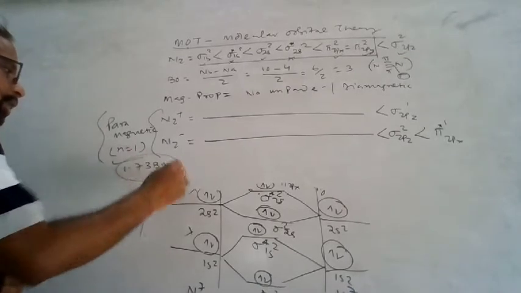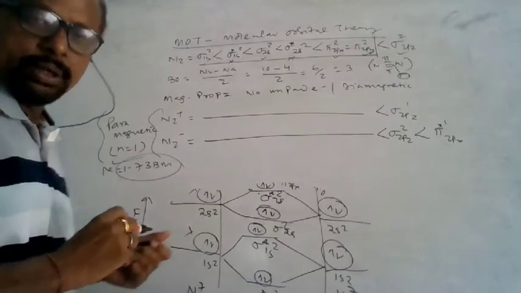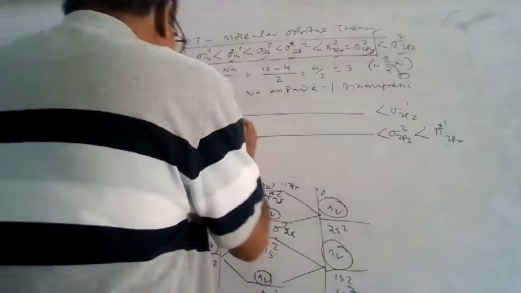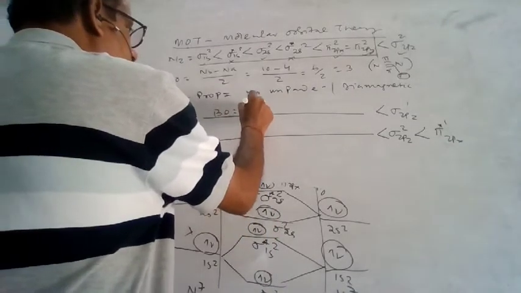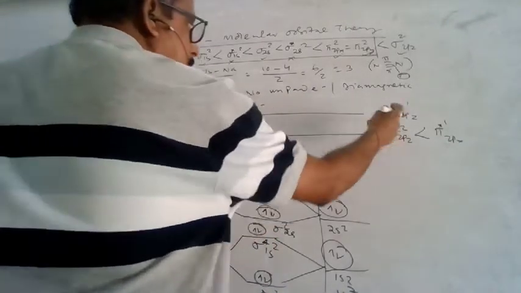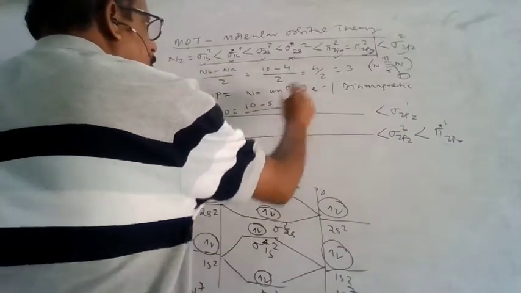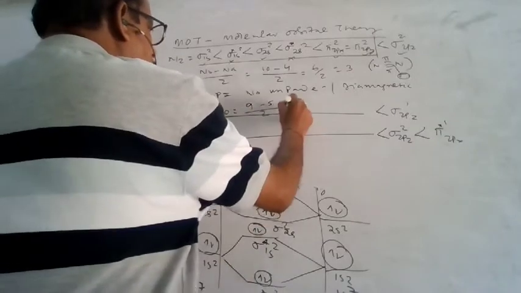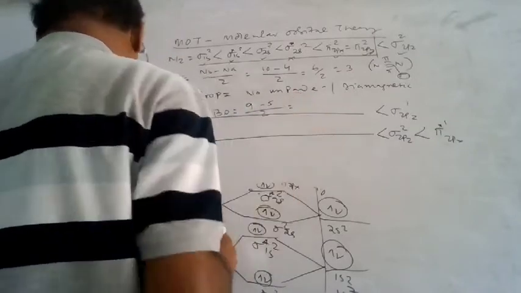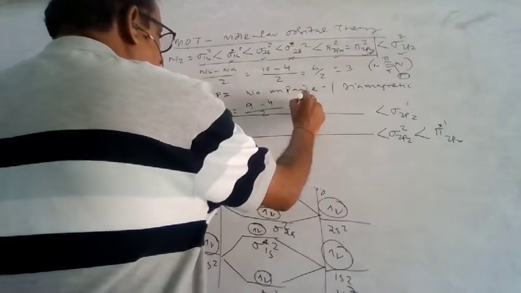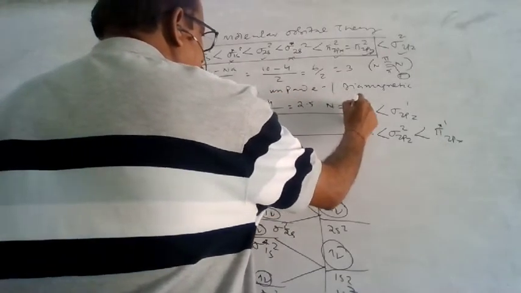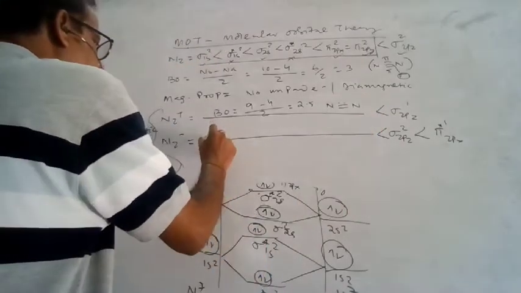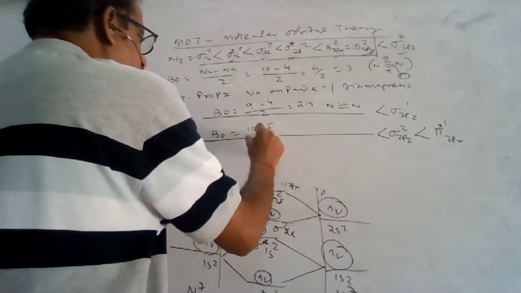Now let me write N2 plus. N2 plus means one electron is removed. This configuration remains the same up to here, all these things remain the same, but one electron is removed from sigma 2pz. The Z axis is considered the internuclear axis. Sigma bonds are formed on the Z axis only, and the pi bonds are formed on the X and Y axes. That is why Z is assumed to be the internuclear axis.